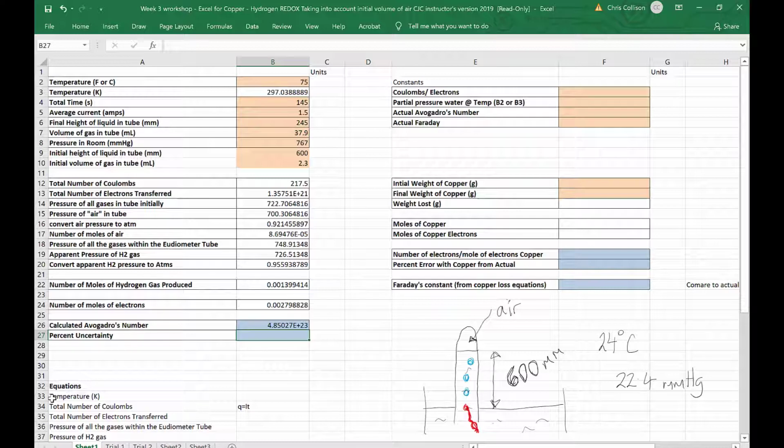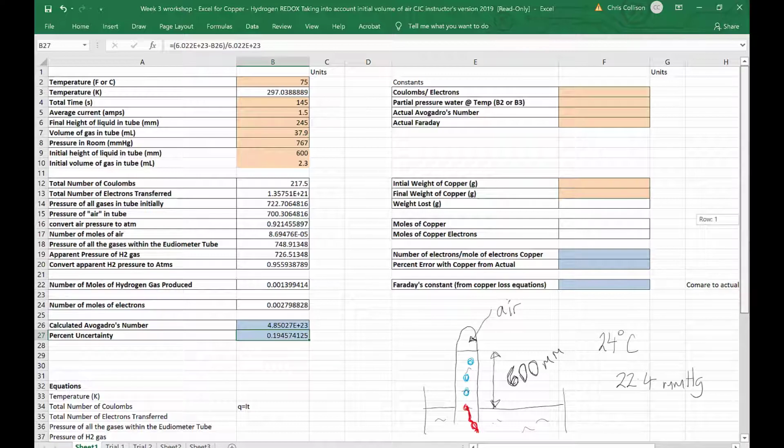We can also write down the uncertainty, the percent uncertainty. So of course we know what Avogadro's number is. So the way we can do this is simply to write down Avogadro's number, 6.022 times 10 to the 23, minus B26. And we can find out that we're about 20% uncertain. That's one way we can look at the percentage uncertainty on this particular experiment. So that concludes our work on the first column in here.